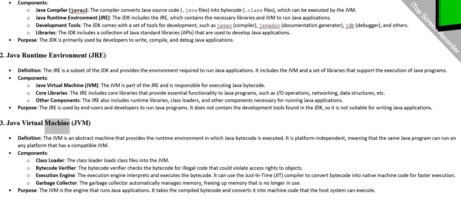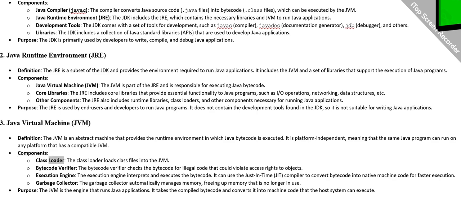3. Java Virtual Machine, JVM. Definition. The JVM is an abstract machine that provides the runtime environment in which Java bytecode is executed. It is platform independent, meaning that the same Java program can run on any platform that has a compatible JVM.